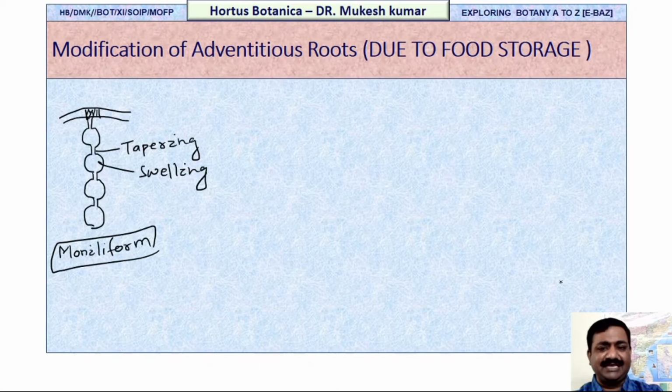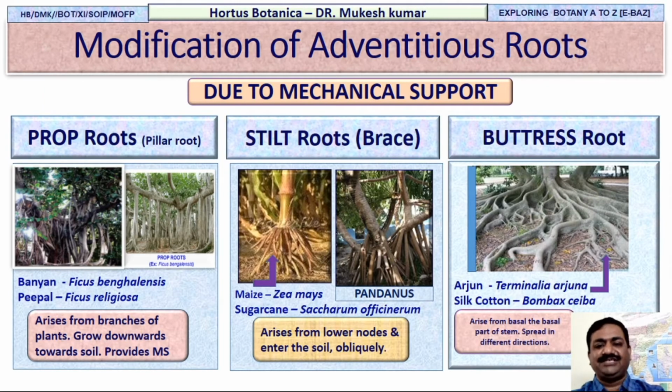Now let's see the modification due to mechanical support. Mechanical support means the plant has grown very large, enormous. That's why they need support to stand, isn't it? So this is called mechanical support. First we have the prop root. This is also called pillar root.